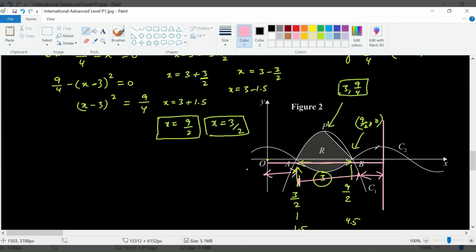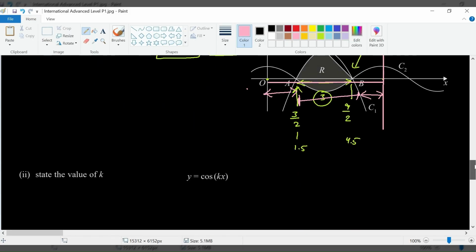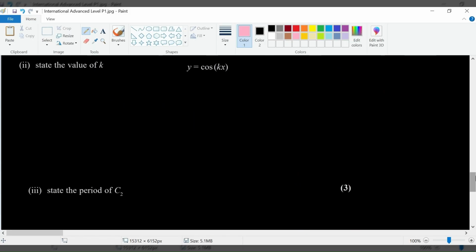Now that we have found the coordinates of point B, we are moving ahead with the next question, which is asking us to find the value of k, when the question above says y equals cos of kx.